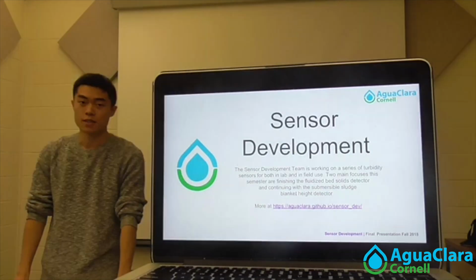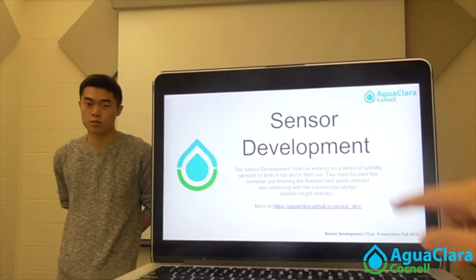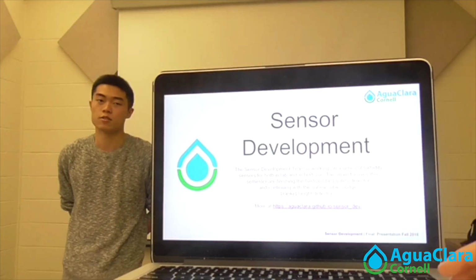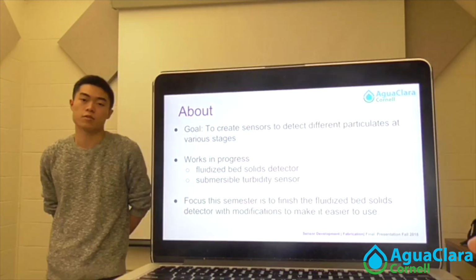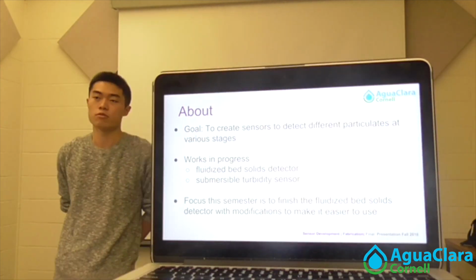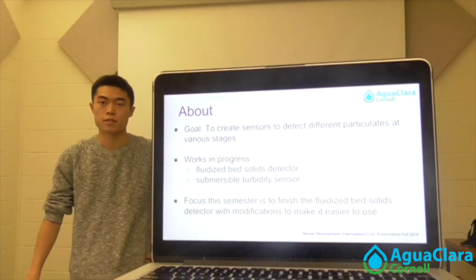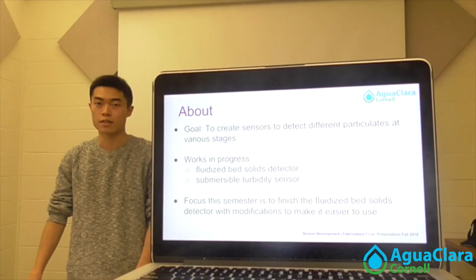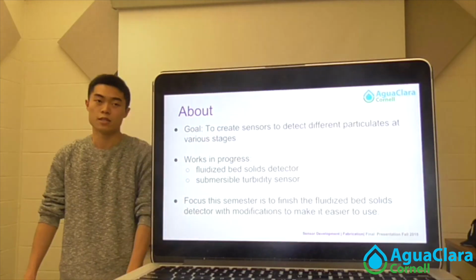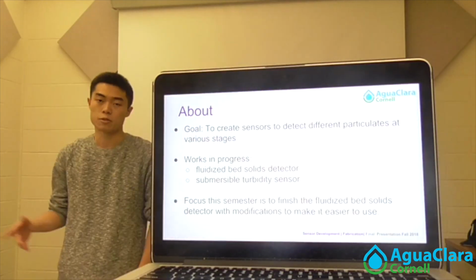So as part of Sensor Dev, our goal is to design new sensors to detect particles at various stages of the water treatment process. The two sensors that we are working on this semester are the fluidized bed solids detector and the submersible turbidity sensor, which we will talk about later.